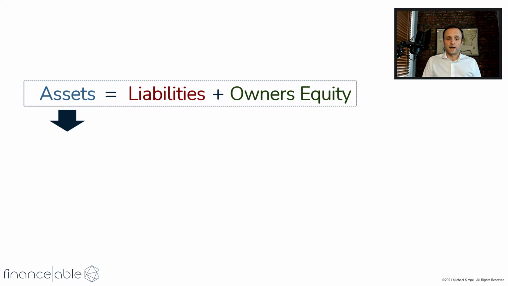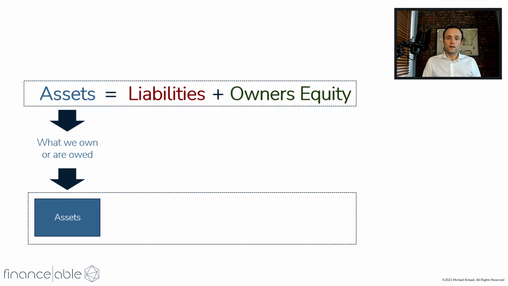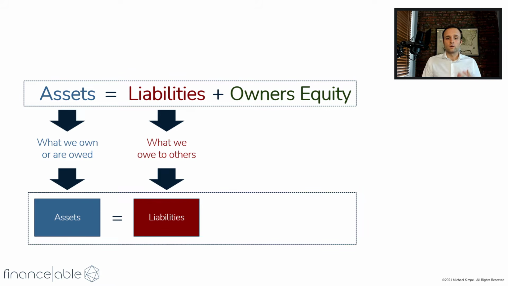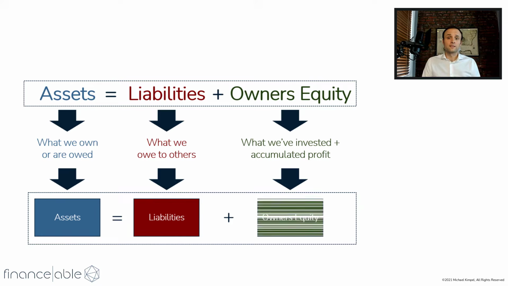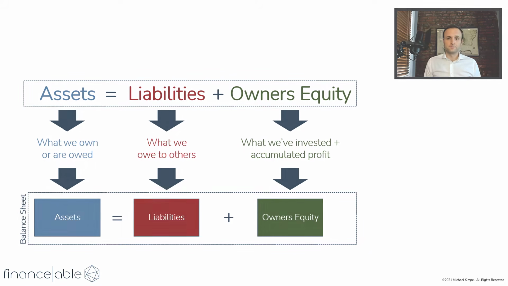So first we have assets. Assets are what we own or are owed, and this is the first piece of the balance sheet. Then we have liabilities, which reflect things we owe to others. And then finally, owner's equity, which reflects the money that's been invested in the business and any accumulated net profit in the business. And those three things together give us our balance sheet. So with that clarified, let's now dive a layer deeper into each of the components of the balance sheet.